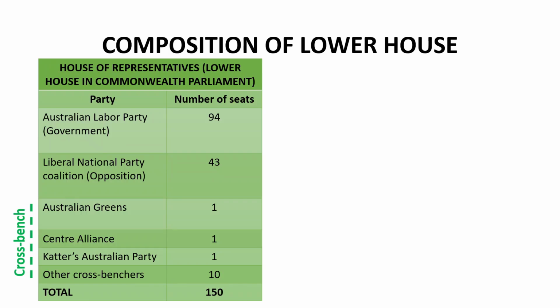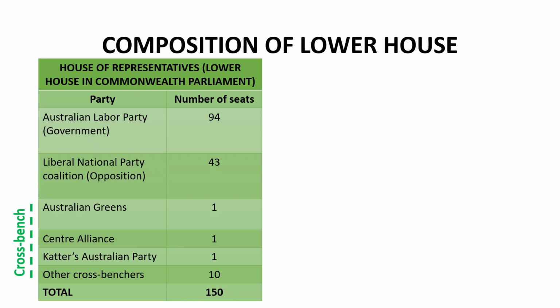On this slide, I've set out the composition or makeup of the lower house of the Commonwealth Parliament, that is, the House of Representatives, following the federal election on the 3rd of May 2025. You can see that the Australian Labor Party has 94 of the 150 seats, which is well over half the seats. The Liberal National Party coalition has 43 seats and the crossbenchers have the remaining 13 seats.